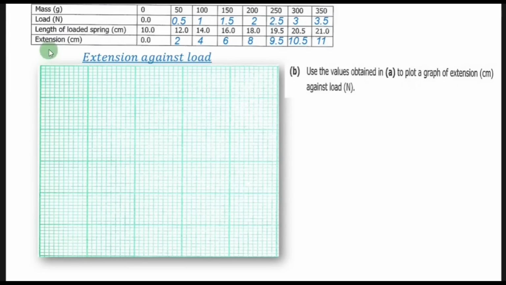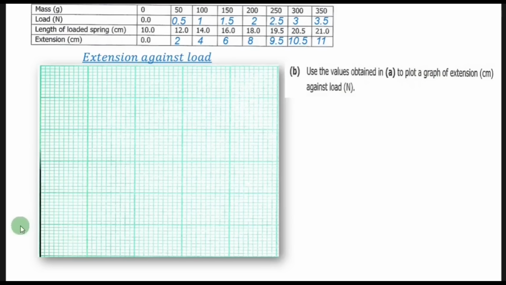Don't write title extension against load. Don't do that. Just write extension against load. It is known that this is the title. You never go in the book where they say title, then they even write the title there. No, they just write the title. Everyone, as the virtue of it being at the beginning of the topic, you call that the title. So this is extension against load as the title, which is a feature of a graph.